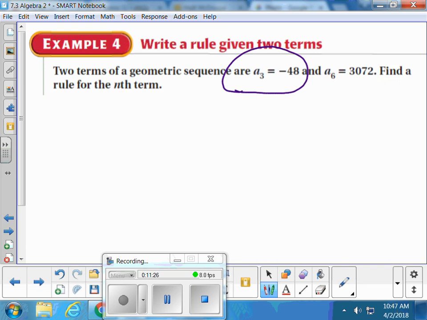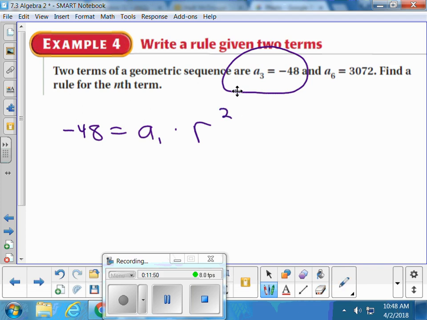All right, so we're going to put the negative 48 in for AN. We don't know A1. We don't know R. But we do know N is 3. Does that make sense what I have done? So I put the negative 48 here. I put the 3 here. And I don't know him or him. Go ahead and calculate out 3 minus 1 for me. What would that be? That'll make it look nicer.